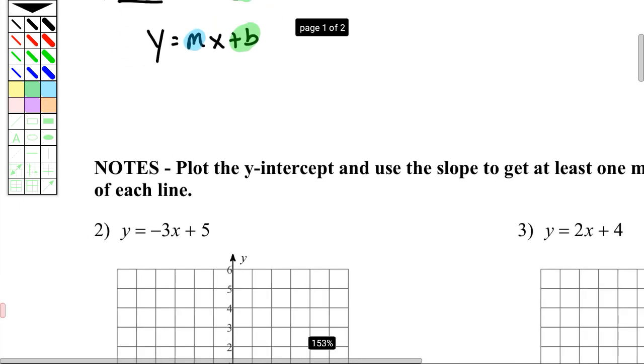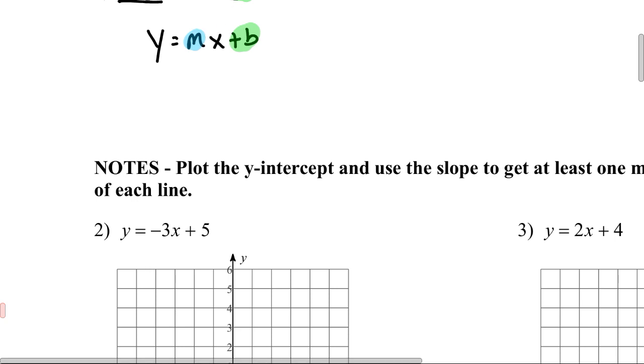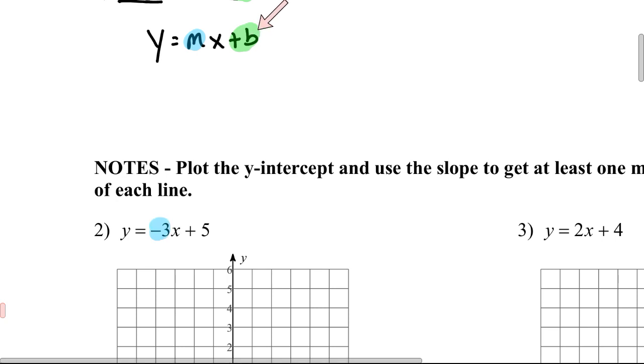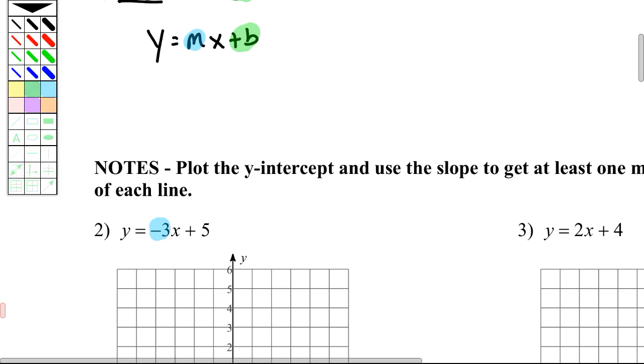So, looking at our first example, if I just said I want you to identify the slope, well, the slope is the number in front of the x. So what is the number in front of the x? -3, so our slope is -3. And if the y-intercept is this number over here, that will be your y-intercept. So in this case, it would be a +5.